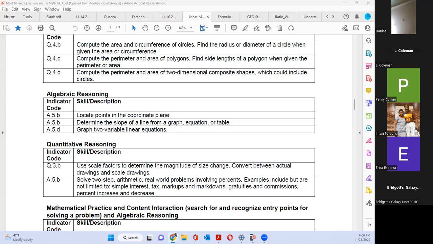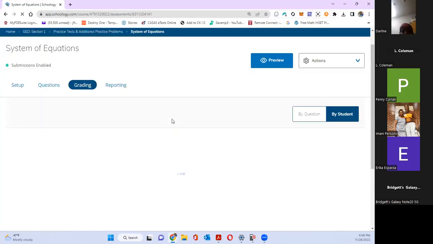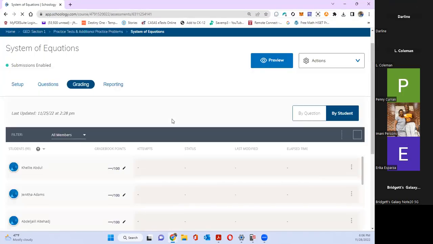Somebody also put system of equations. I just saw that flash by my eyes. So I'm going to go over to practice problems and see if we can find a system of equations. Now you might also be talking about algebraic expressions. I had something set for quadratic equations tonight, but let's answer those questions first. Schoology is a free site that I made up that you can use.